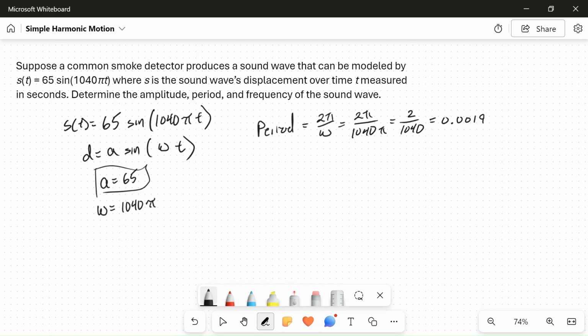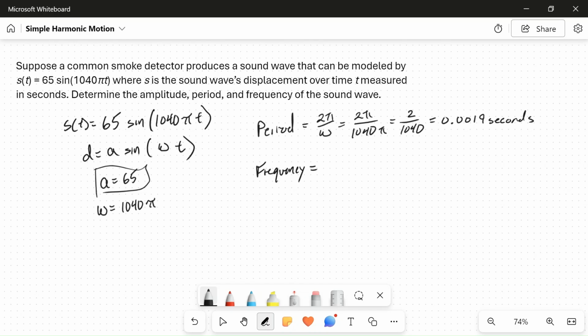It's going to be 0.0019. And in terms of our function here, because it's just defined in terms of seconds, this is in seconds. So the length of one period of this sound wave is 0.0019 seconds. So it's a very, very short wave, but usually sound waves and light waves do have kind of short waves.